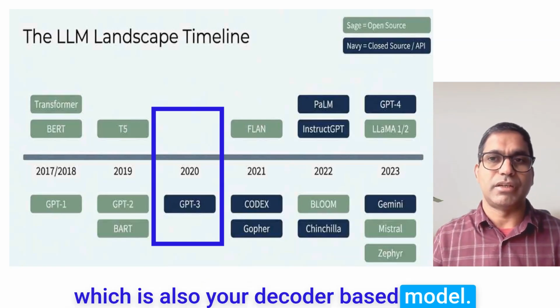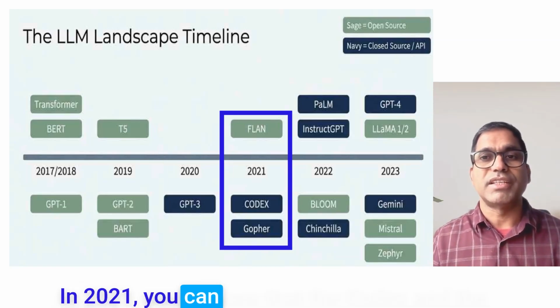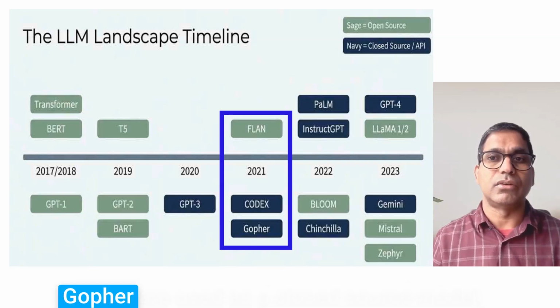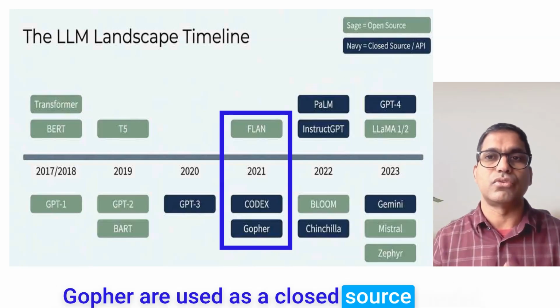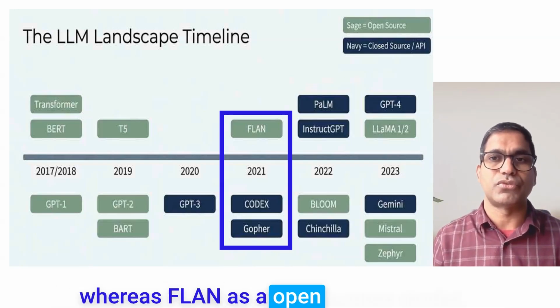In 2020, you can see the GPT-3 model, which is a closed source model, which is also a decoder based model. In 2021, you can see that Codex and Gopher are closed source models, whereas Flan is an open source model.